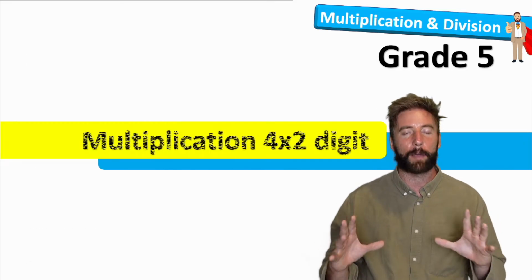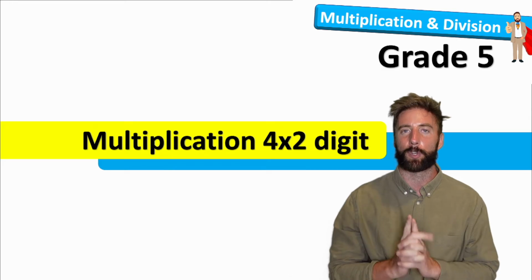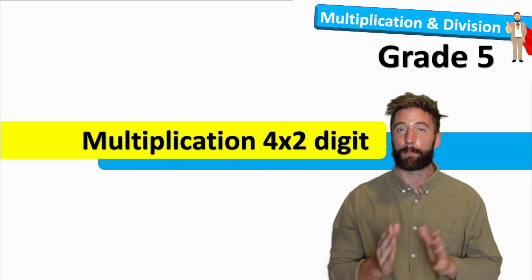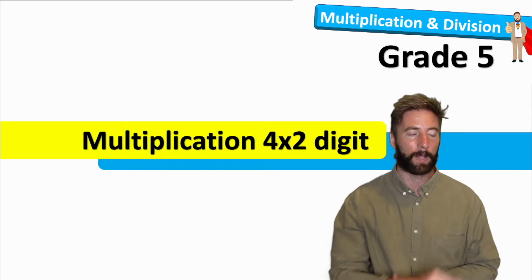But let's not waste any time. Let's jump straight into our first lesson, which is going to be looking at multiplying a 4-digit by a 2-digit number. Let's go.